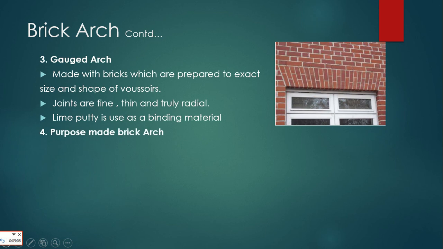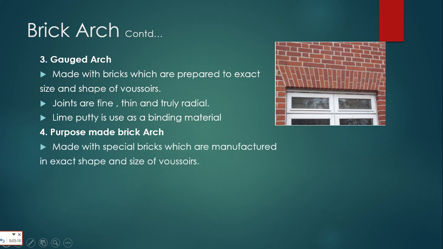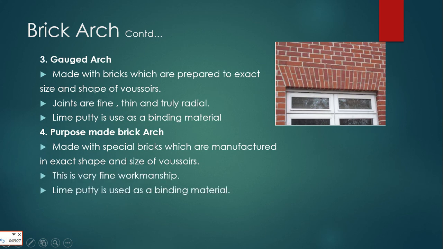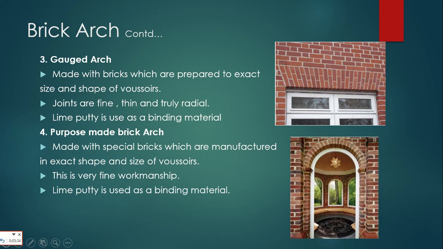Fourth and last brick arch type is purpose made brick arch. So purpose made brick arch means what? The bricks are made based on the purpose of arch construction. Made with special bricks which are manufactured in exact shape and size of voussoirs. This is very fine workmanship. Lime putty is used as binding material in purpose-made brick arches also. So here we can get the idea about purpose-made brick arches.